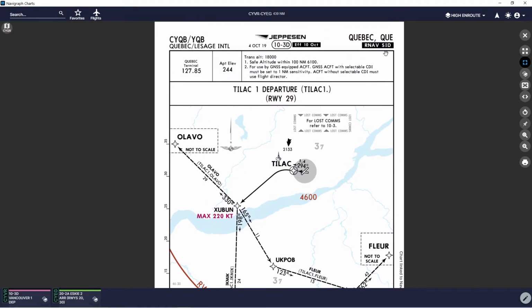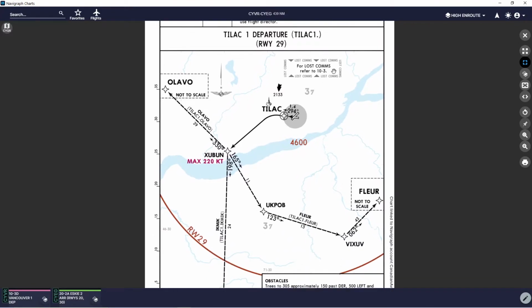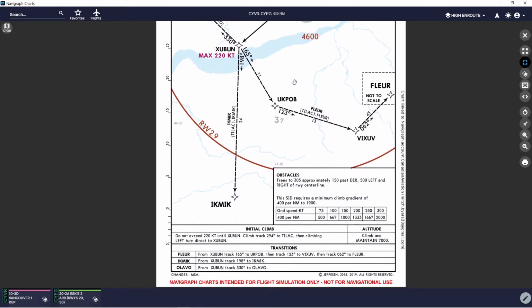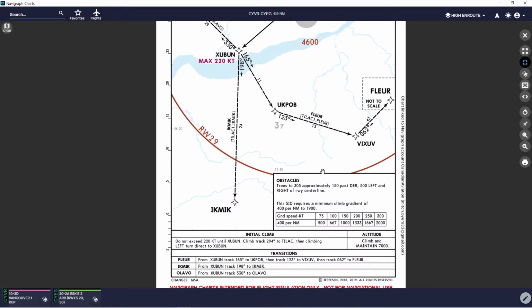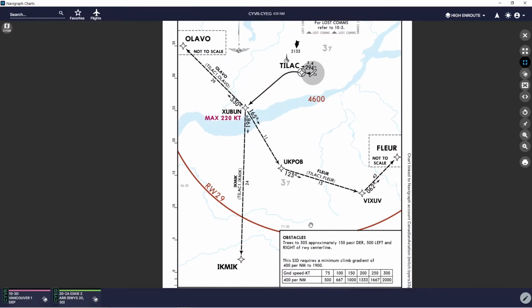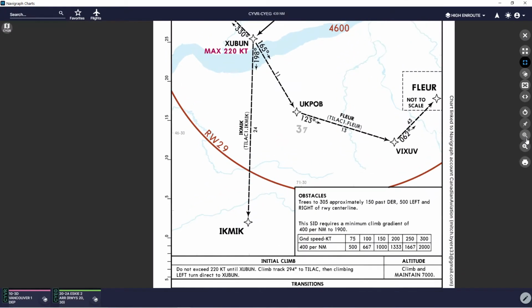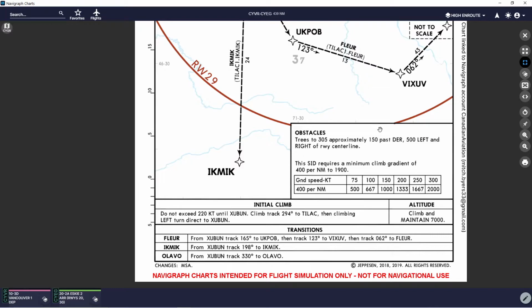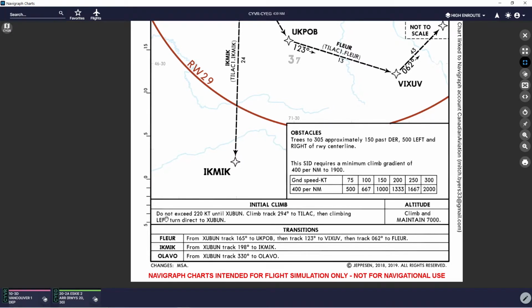So once again, it's an RNAV SID. It gives us all the information that we talked about before. Lost comms, in this case, refer to 10-3, which is a different plate. A little bit of obstacle information, but this is where it's different. So let's refer to the little blurb down here below. The important information. Always go to the bottom for the important information on these charts. Initial climb, do not exceed 220 knots until Uxbun.